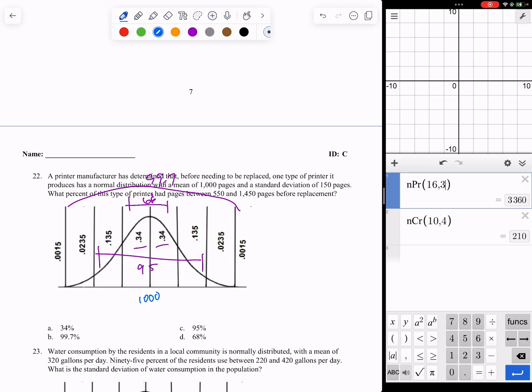And the standard deviation is 150. So that means this is 1,150, 1,300, 1,450. Now you subtract 150: 850, 700, 550. Now the last part tells us 550 to 1,450. That's 99.7. Remember, outside of 99.7 is the 0.15, 0.15. That adds up to 100.